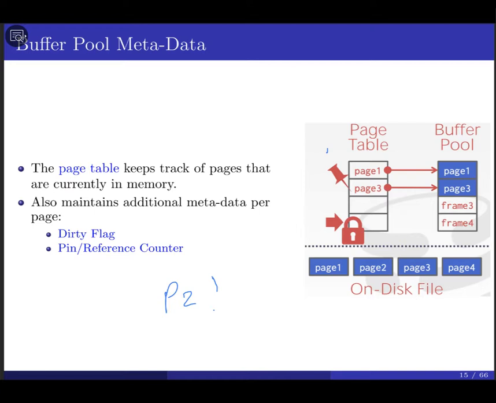By the way, how can you implement the page table? I'm going to implement it using a hash table, an in-memory hash table, one that expedites access. How can you find the page that I'm looking for? It maps the page ID to the frame ID.